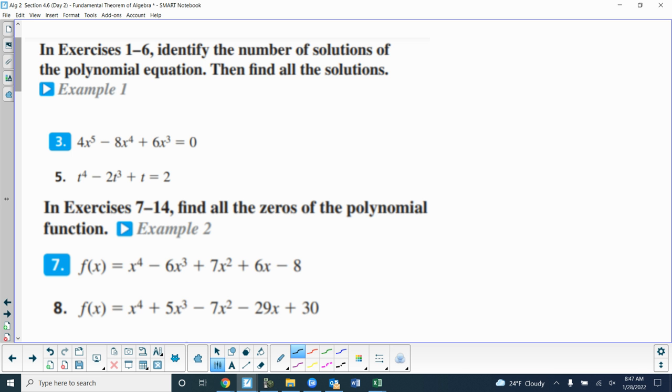Number 3, there are 5 zeros, 0 and 1. Oh, 0 works multiple times. I think 0 works 3 times. Did it bend as it crossed the 0? The graph? Anybody sketch the graph? All right. So 0 works 3 times of the 5 zeros.